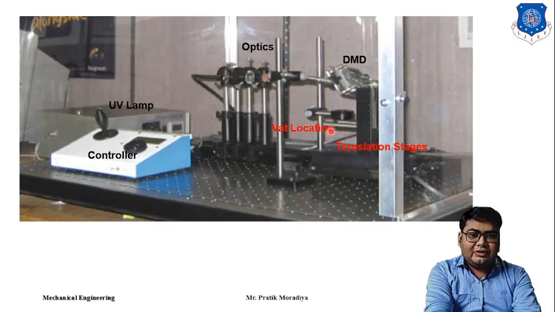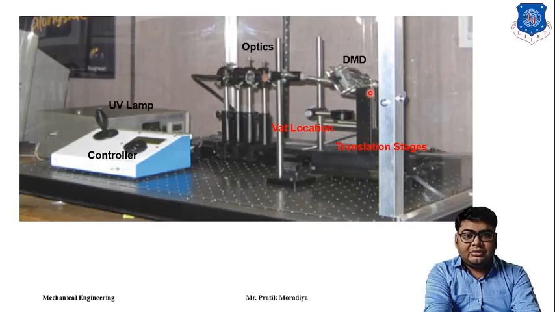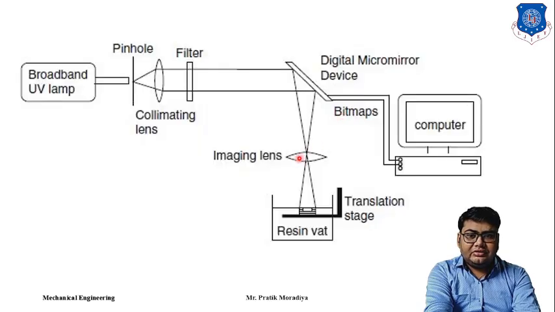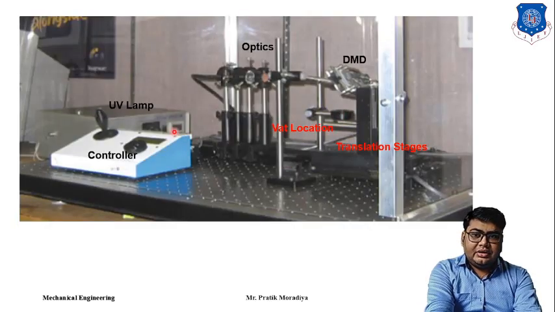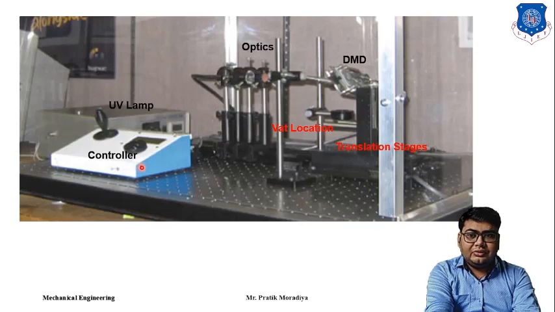This is the vat location. Here will be our vat. The vat is the tank in which we have stored the raw material. This is the translation stage, where we can give up and down movement, and this is the focusing lens. This is the imaging lens. Instead of a computer, this device has a controller, so your entire setup will be controlled via this controller. This is very similar to the computer.